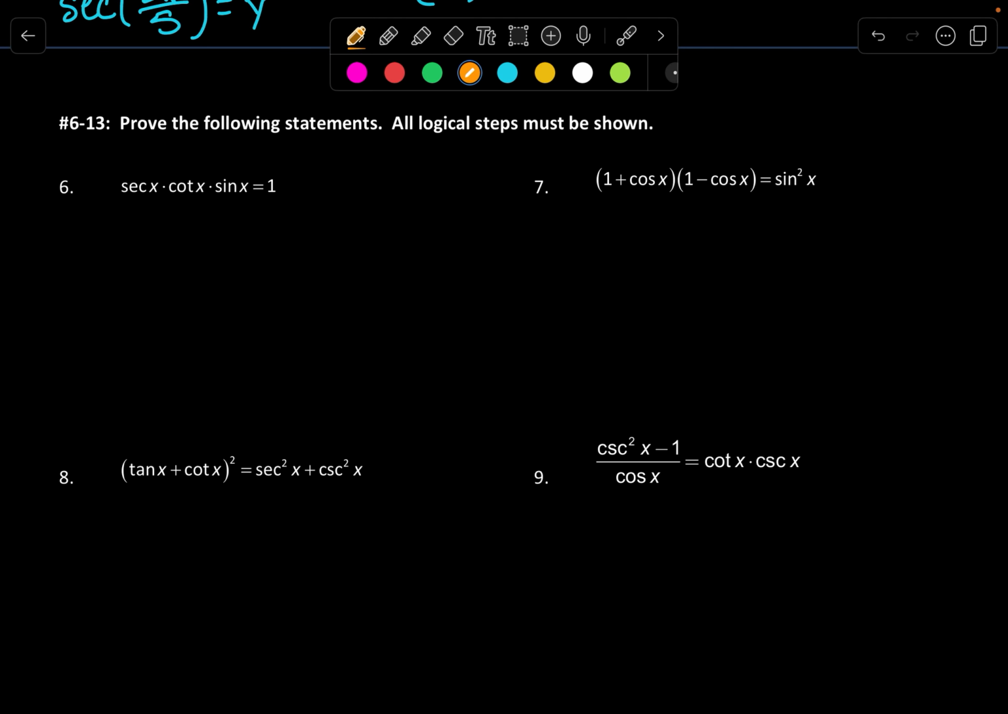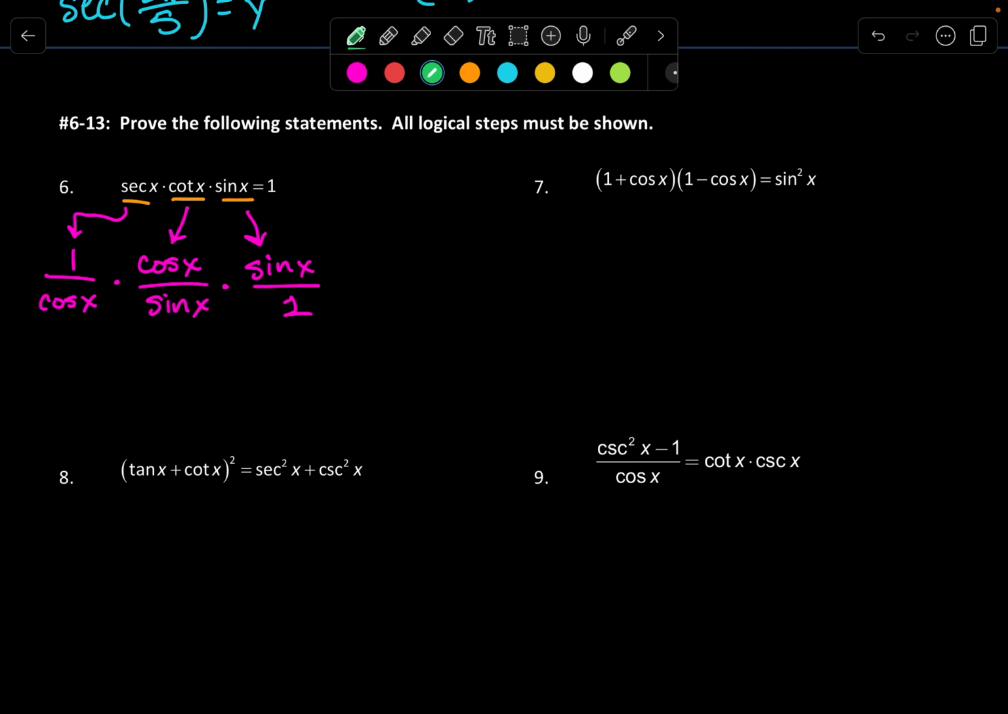So to start with here, I'm going to rewrite secant, cotangent, and sine all in terms of sine and cosine. So secant is the reciprocal of cosine. Cotangent is cosine over sine, and sine is just sine x over 1.